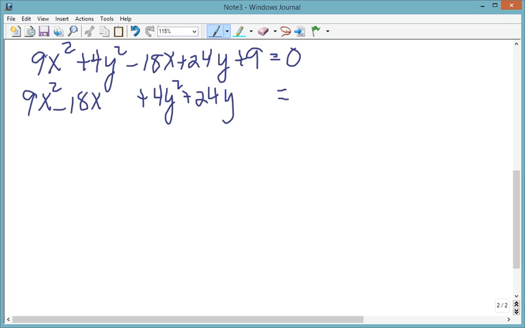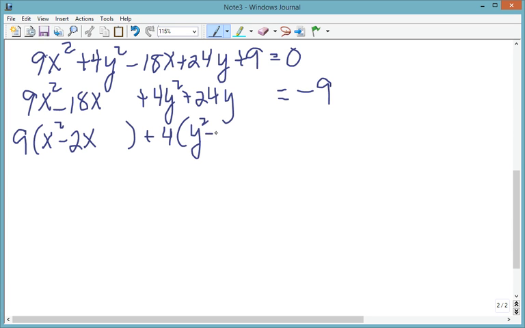And I'm just going to stick that 9 on the other side as -9. So before I can complete the square, I can't have a number out in front, so I'm going to factor that out. So I have x squared minus 2x, and I'll complete that square in a second. I'll factor the 4 out, so I have y squared plus 6y. And then I still just have -9 over here.